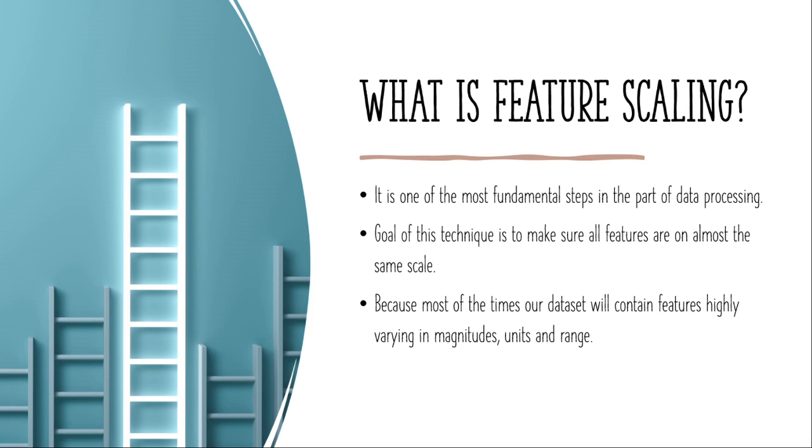So when we have a data set which has features highly varying in magnitudes, units, and range, the goal of feature scaling is converting almost all features into the same scale, or getting all the values into the same range. So this is what feature scaling is.